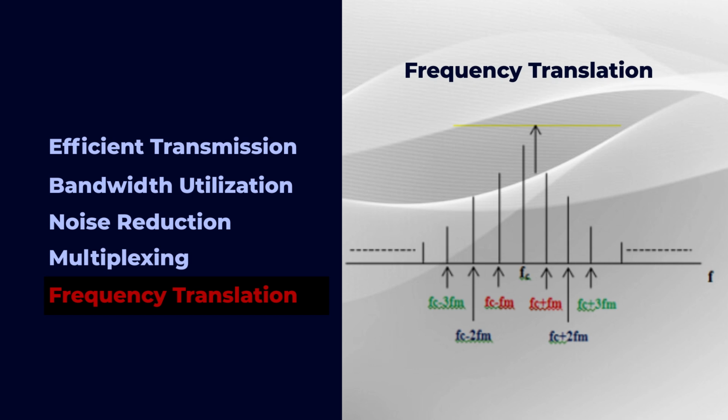In summary, modulation is a cornerstone of modern communication systems. It allows us to transmit information efficiently, utilize bandwidth effectively, reduce noise, enable multiplexing, and translate frequency as and when needed. Without modulation, our ability to communicate over long distances and through various media would be severely limited.